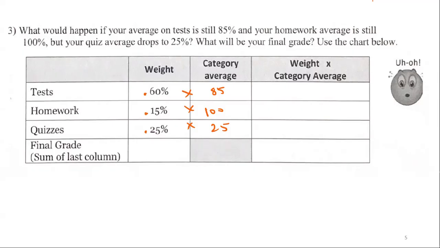When we do that, we still get 51 here. We get 15, and then this dropped down to 6.25. And then we add them up. When we add these, we get 72.25%. So now we went from a B to a C minus.